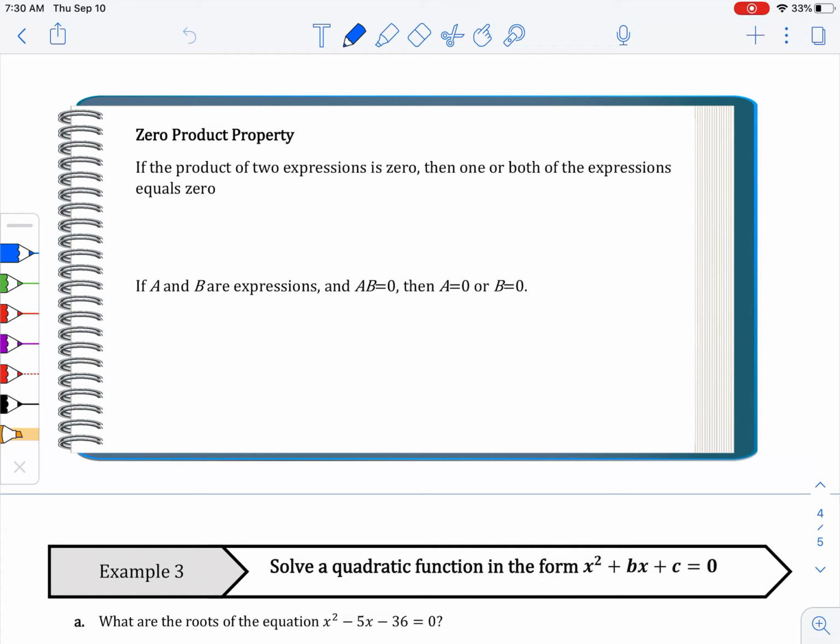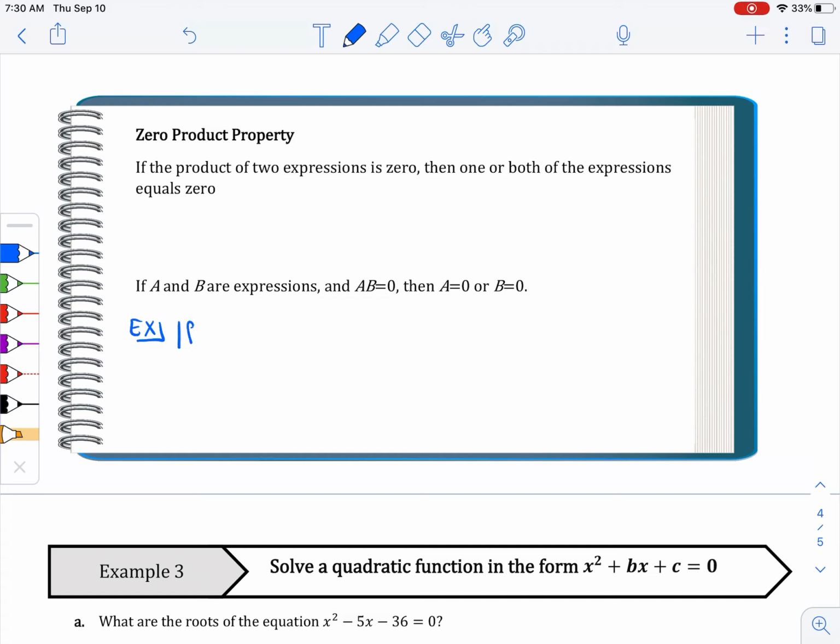It says that if the product of two expressions is zero, then one or both of the expressions equals zero. So if you had some algebraic expressions a and b, and a times b equals zero, then you know that either a is zero or b is zero. So we can extend this to these functions in intercept form.